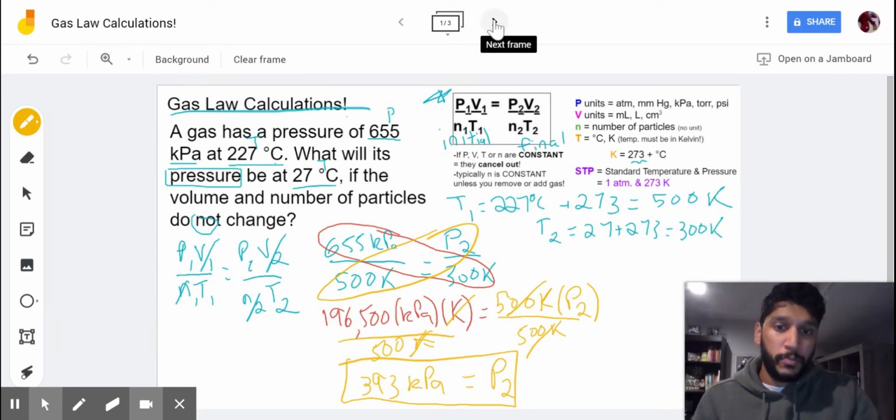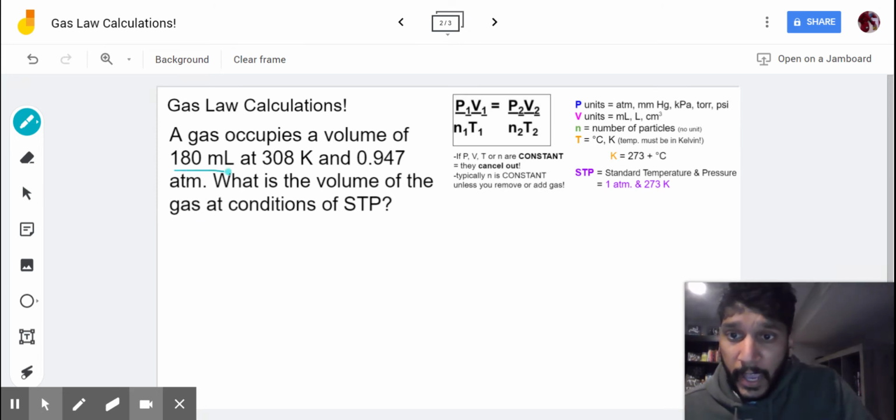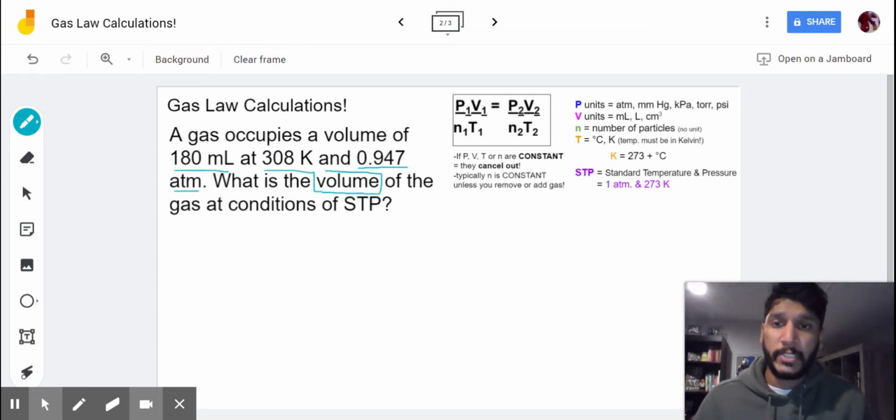Let's go and jump over to problem number 2. Problem number 2. A gas occupies a volume of 180 milliliters at 308 Kelvin and 0.947 atm. What is the volume of the gas at conditions of STP?